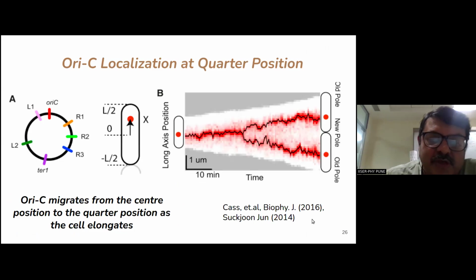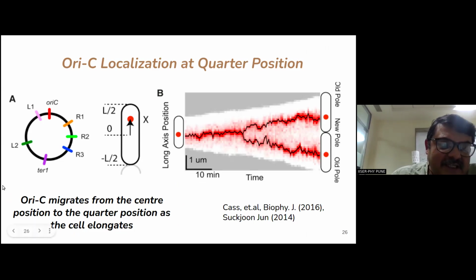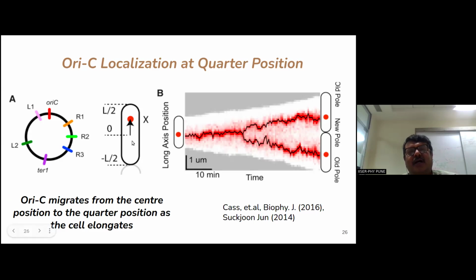Now, some more quantitative data. This data is by Kaas et al., Biophysical Journal 2016. What they had done is tag 7 different points along the chromosome contour. What is shown here is an average over 10,000 cells. This white part is the length of the cell. It gradually grows to double its length.